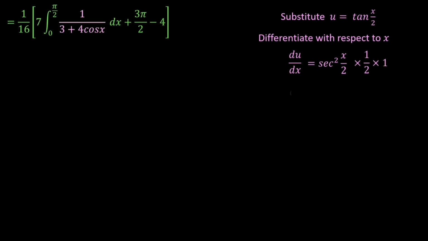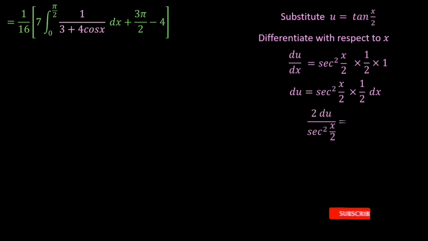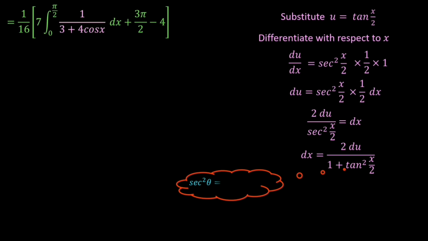After that, we can cross multiply the denominator dx. Now we can make dx the subject as 2 du over sec squared x over 2. Sec squared x over 2 we can write as 1 plus tan squared x over 2 because sec squared theta equals 1 plus tan squared theta. Since u equals tan x over 2, we can substitute u instead of tan x over 2. Then we have dx equals 2 du over 1 plus u squared.